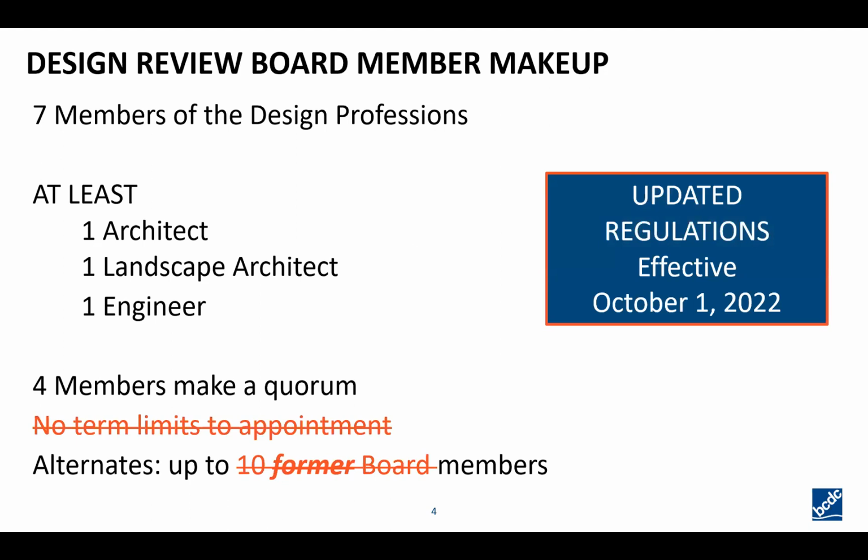So here's what we changed to address the quorum and availability issue. The regulations update made 2 key changes by defining term limits and removing the requirement that alternates must be former board members. The new regulations, like I said, go into effect October 1st, so we wanted to brief you now so that you can consider the next steps.